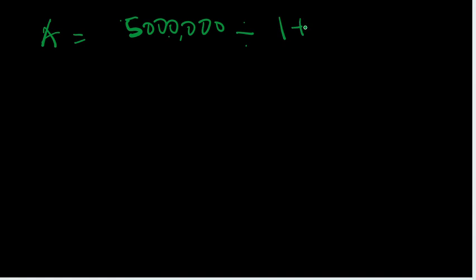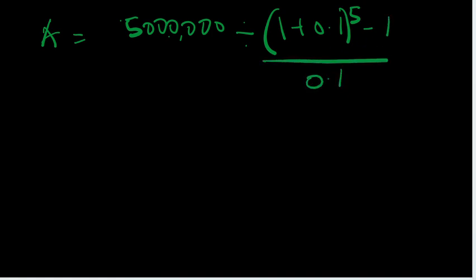divided by 1 plus K. Let me just use the whole figure the way it is. It is 1 plus 0.1. This is raised to 5. Then minus 1 divided by 0.1. So this will give us the amount that he has to invest each of those years for him to raise the amount he requires to buy that house. And we can then solve for this.